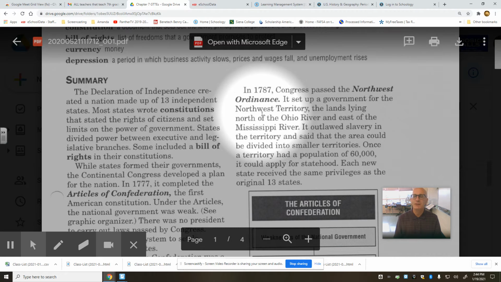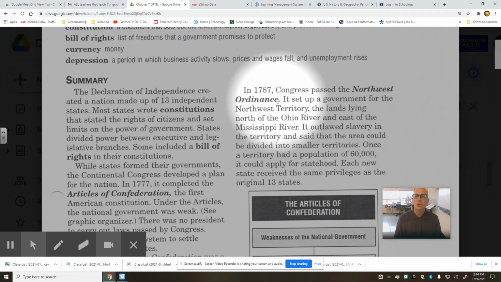In 1787, Congress passed the Northwest Ordinance. The Northwest Ordinance is important because it set up a government for the Northwest Territory, the lands lying north of the Ohio River and east of the Mississippi River. It outlawed slavery in the territory and said that the area could be divided into smaller territories. Once a territory had a population of 60,000, it could apply for statehood. And each new state received the same privileges as the original 13 states.